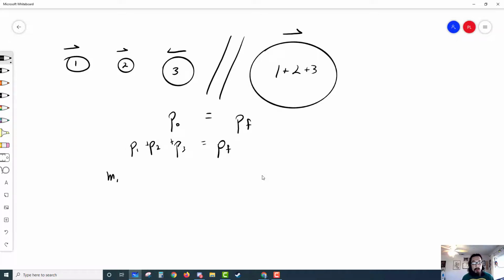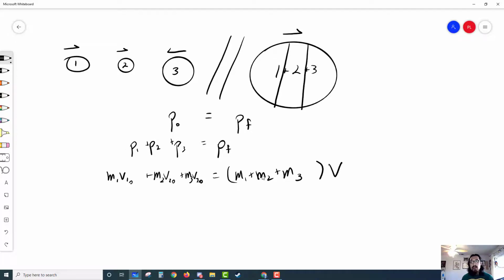We can say mass 1 v1 initial plus mass 2 v2 initial plus mass 3 v3 initial is all equal to, now see what I do here, I'm using the parentheses trick, m1 plus m2 plus m3, because they all combine and they all share a velocity. Okay, so what that means is this section of ball 1 and this section of ball 2 and this section of ball 3, because they combined into one giant ball, it's all moving with the same velocity.